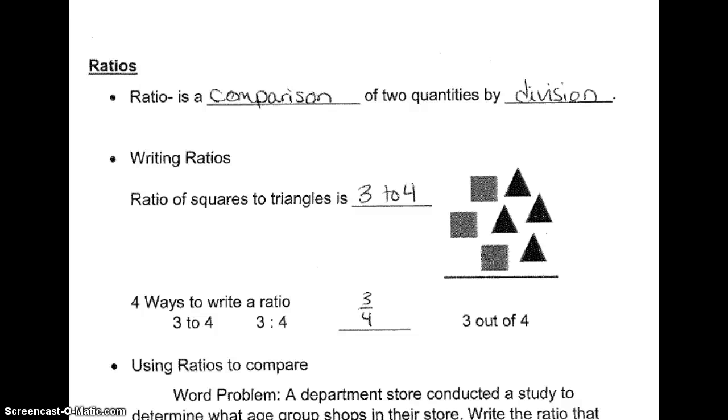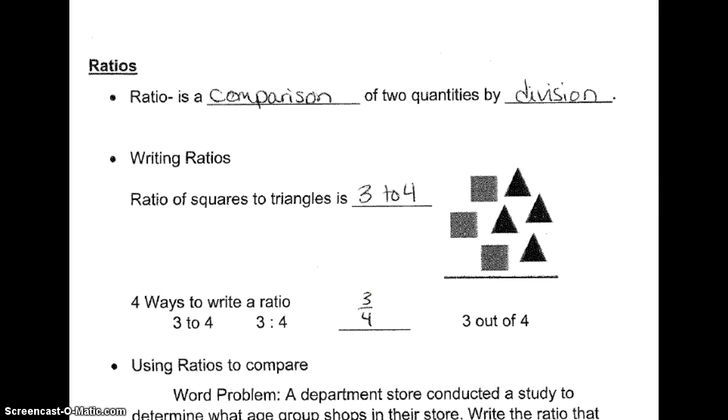These are the notes on ratios. A ratio is a comparison of two quantities by division. Here's an example of a ratio. We have the ratio of squares to triangles is 3 to 4. If you look at the picture, we have three squares and 4 triangles. That's where the ratio came from.